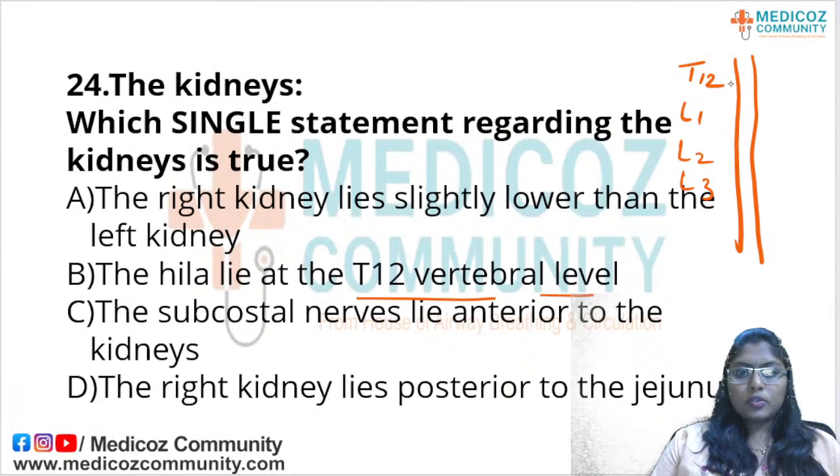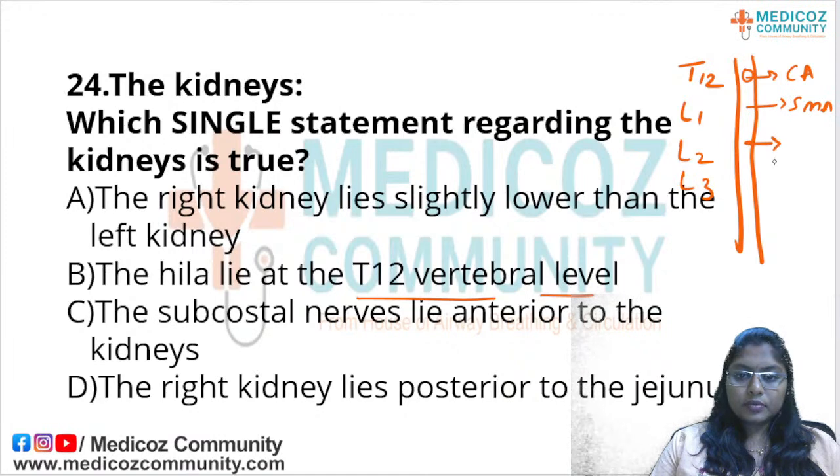Okay, so just so you never forget, from T12 the celiac axis comes, and from L1 the SMA comes. From L2 the renal arteries, and from the L3 level the inferior mesenteric artery comes. So the hilum will lie definitely at the L1 L2 level and not at the T12 vertebral level. The subcostal nerves lie posterior to the kidney. The right kidney lies posterior to the jejunum? No, the left kidney lies posterior to the jejunum.